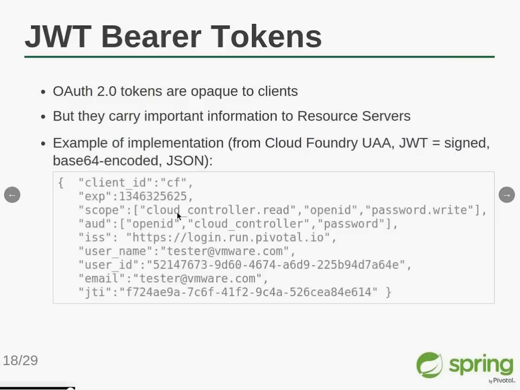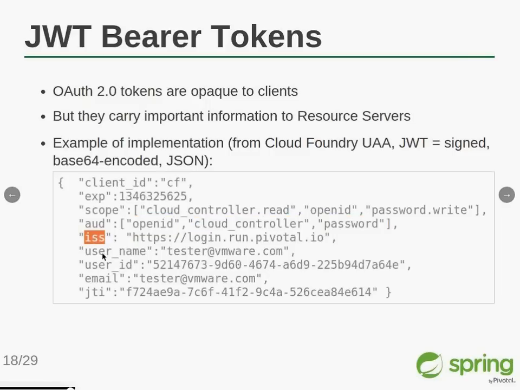In the UAA and in Cloud Foundry, you have period-separated scopes. And other people use different schemes. Some people use URIs. Some people use things that look a bit more like user permissions. I think Facebook's in that category. So I've got scopes. I've got an audience for this token. So this token can be consumed by an OpenID resource, a cloud controller resource, and a password reset resource.